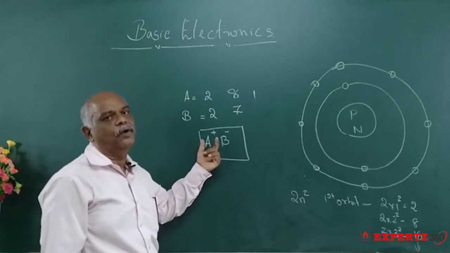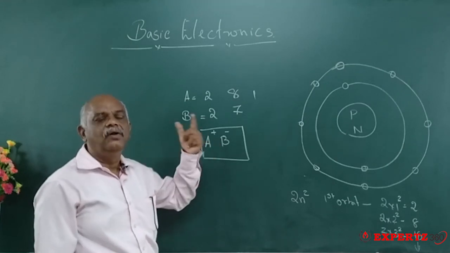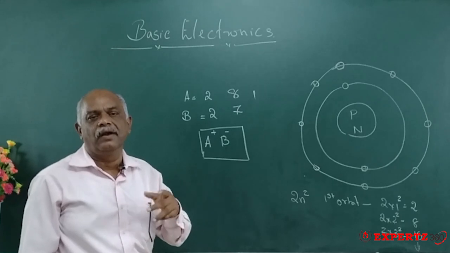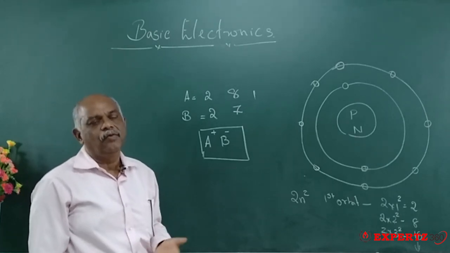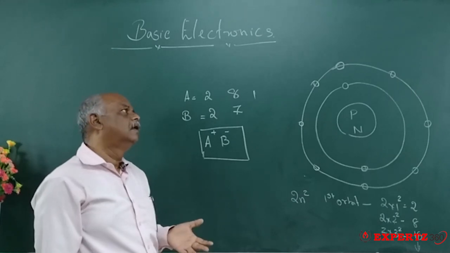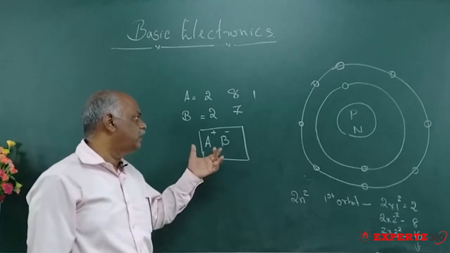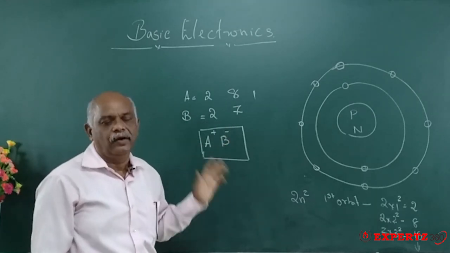So A and B are two unstable atoms and there is an attractive force between A and B. That type of attractive force between two unstable atoms is called bonding. It is not called ionic bonding, it is called bonding. I am coming to ionic: this is ionic bonding because transfer of electrons is taking place. So we call this an ionic bonding.